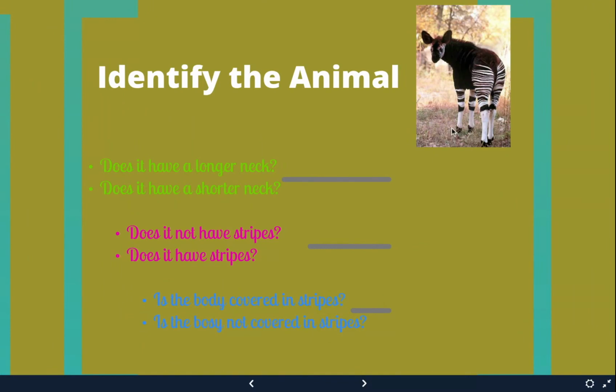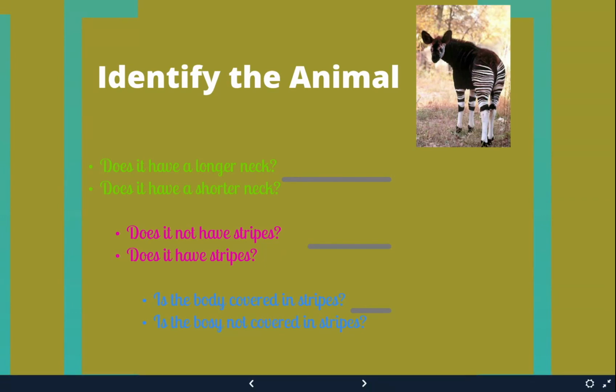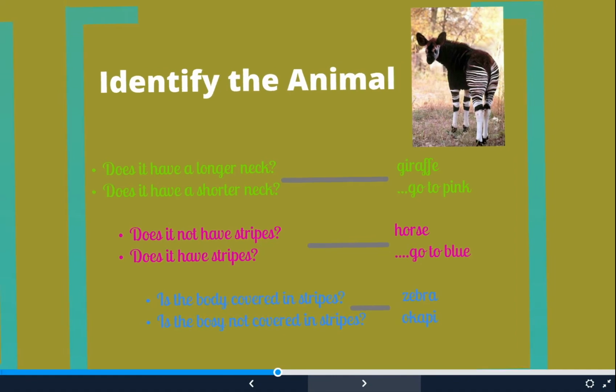Identify this animal. Does it have a longer neck or does it have a shorter neck? Does it have stripes or does it not have stripes? Is the body covered in stripes or is it not covered in stripes? If it had a longer neck, it would be a giraffe. If not, you go to pink. Does this animal have stripes? Yes, it does. If it didn't have stripes, it'd be a horse, but now you go to blue because it does have stripes. Is the body covered in stripes? No, it's not a zebra. Then it must be an okapi.